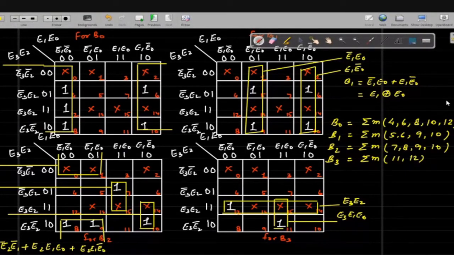No. We have already considered 12 and 14 in the octet, so that will be considered a redundant group.